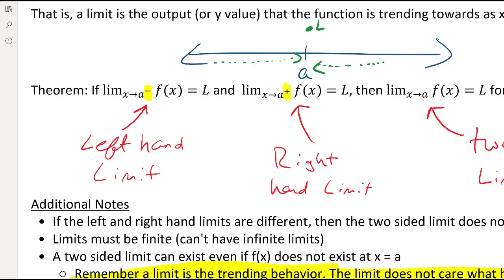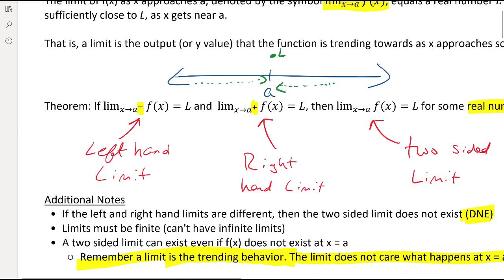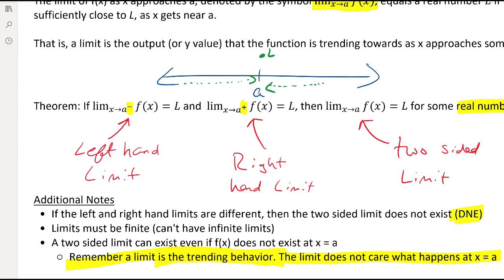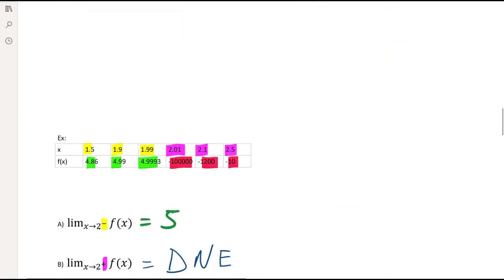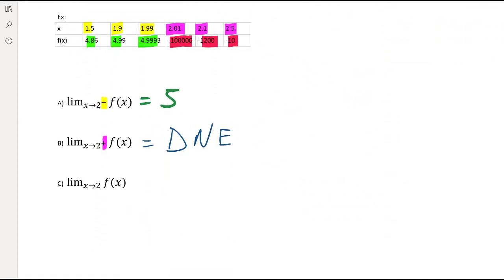Well, in the theorem that we went over before, it says, hey, if the left and right hand limits are the same, then the two-sided limit is whatever those left hand and right hand limits agree on. Well, here our two limits are not the same. Our left hand limit was 5, our right hand limit does not exist. So what that means is that the limit as we come from both sides simultaneously, this also will not exist because the left hand limit does not agree with the right hand limit. Okay, so that's how you handle limits from tables.